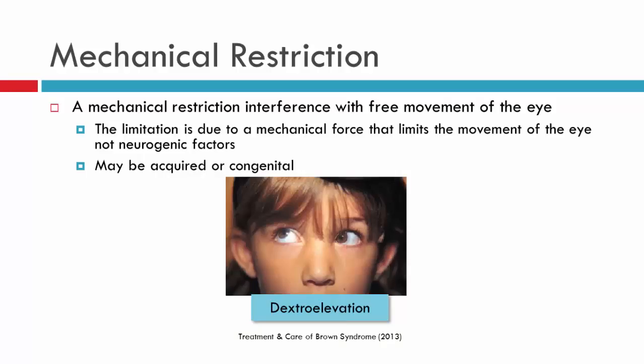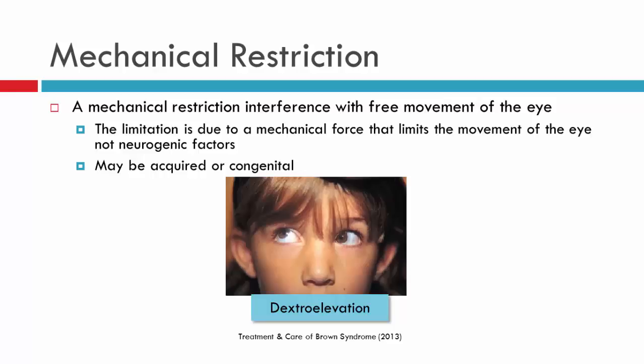So mechanical restriction interferes with the free movement of the eye. And the limitation that we see on eye movements is due to a mechanical force rather than a neurogenic force. So far in this subject we've learnt about the variety of conditions that are neurogenic. We're now moving on to the conditions that cause limited eye movements due to mechanical restrictions. These, as with neurogenic palsies, can either be acquired or congenital.